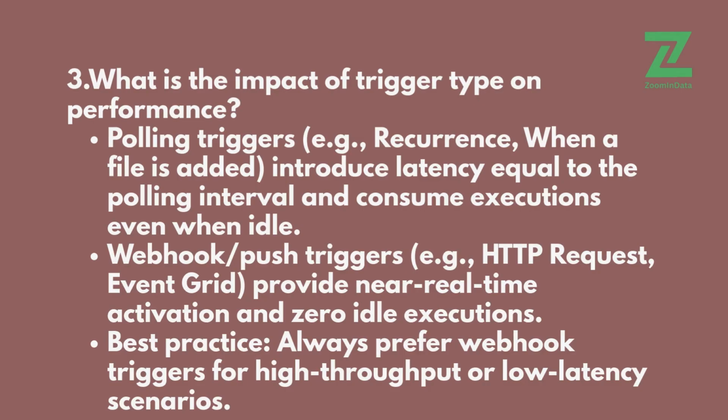What is the impact of trigger type on performance? Polling triggers, for example, recurrence or when a file is added, introduce latency equal to the polling interval and consume executions even when idle. Webhook or push triggers, for example, HTTP request or Event Grid, provide near real-time activation and zero idle executions. Best practice: always prefer webhook triggers for high throughput or low latency scenarios.